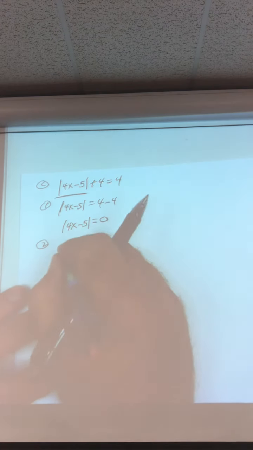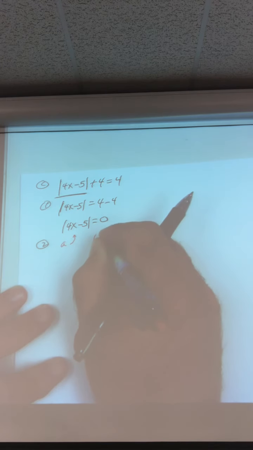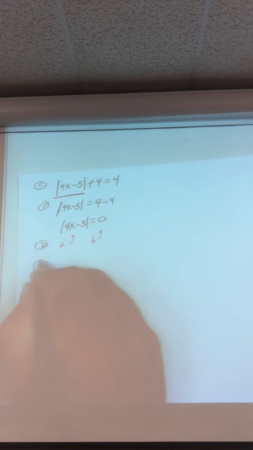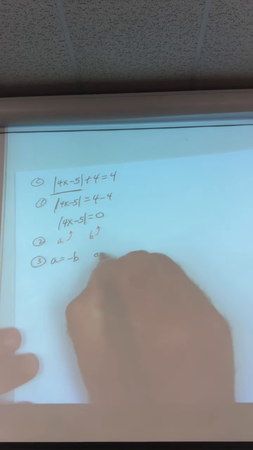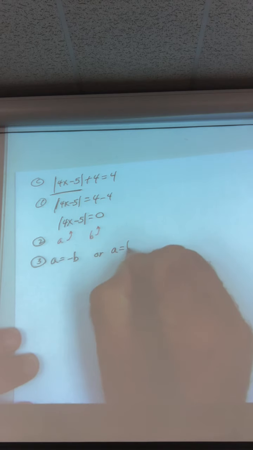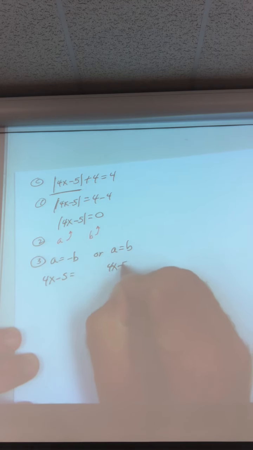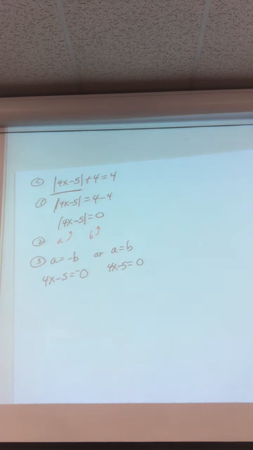Now, step 2. There's your A, and there's your B. Step 3. Use your formula. We're using the same formula because this is absolute value equal. Replace A with 4x minus 5. Replace B with 0, and this has a negative in front of it.